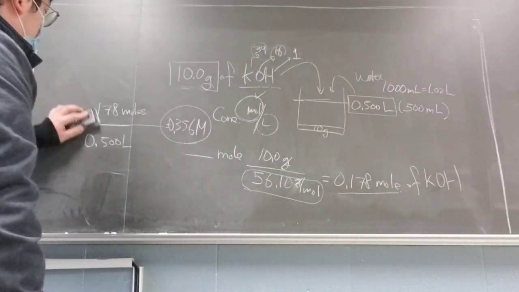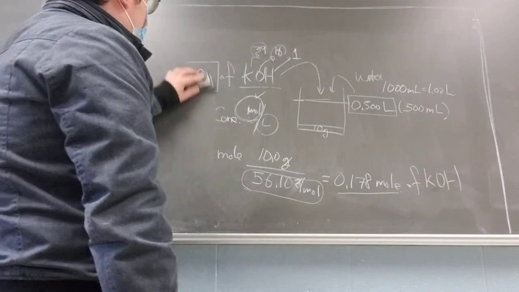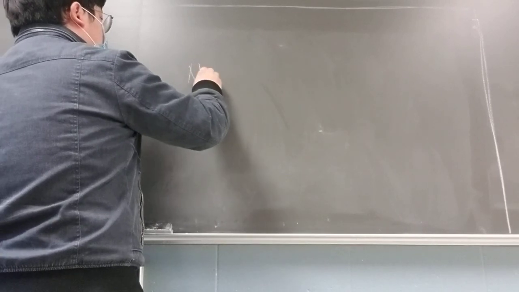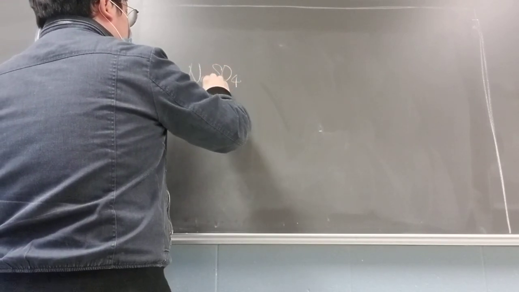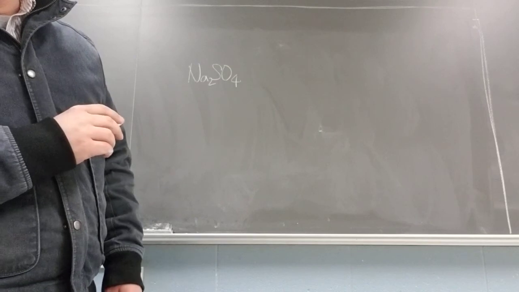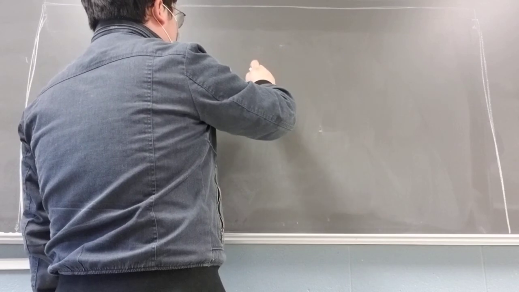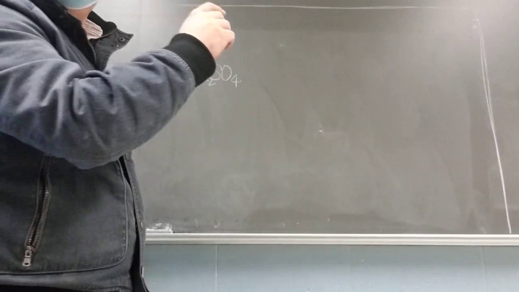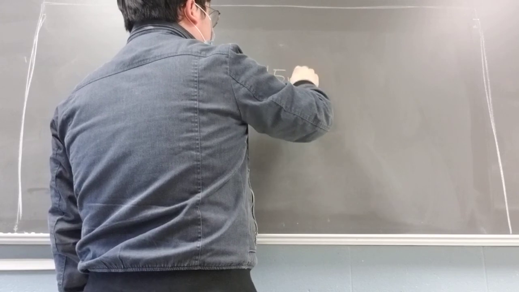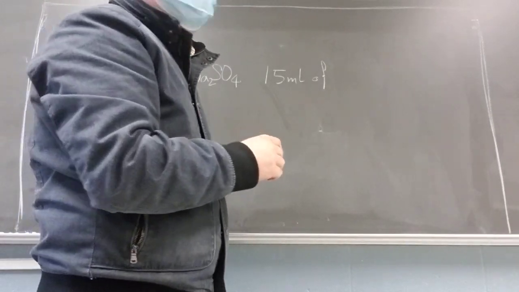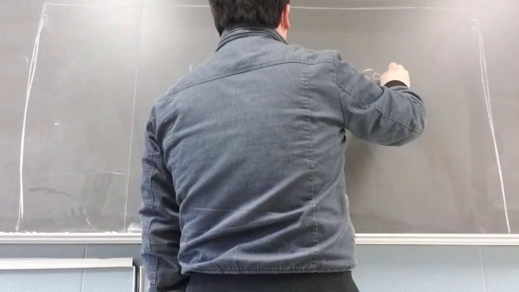Okay, so let's try to do another problem together. How about we have sodium sulfate? Let's try another one. 15 mL of this sodium sulfate solution. Then the concentration is about 0.5 molar.